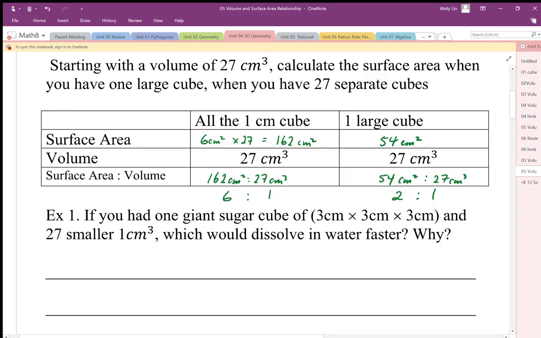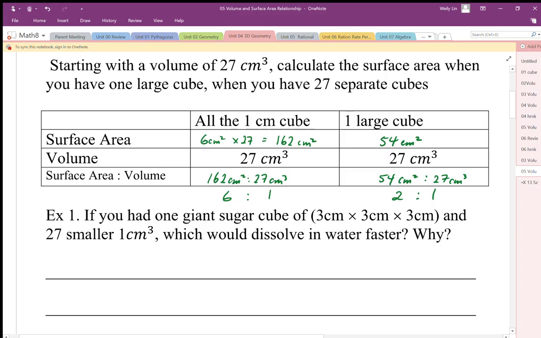So by just looking at the numbers, when we have smaller pieces of the same shape, the same volume, but we broke it up into smaller pieces, we have a much greater surface area to volume ratio. So there's a lot more surface area for the individual cubes than for the one big cube.